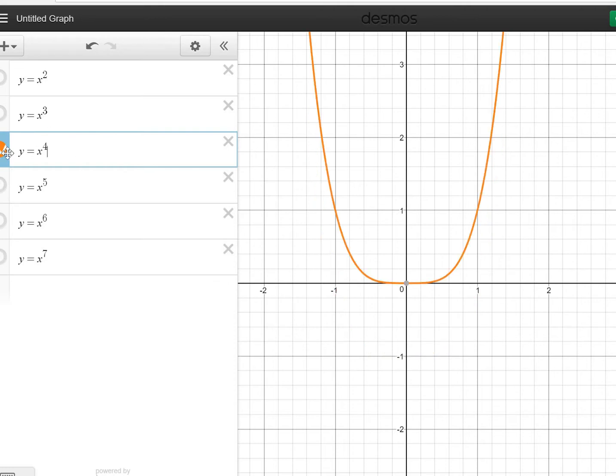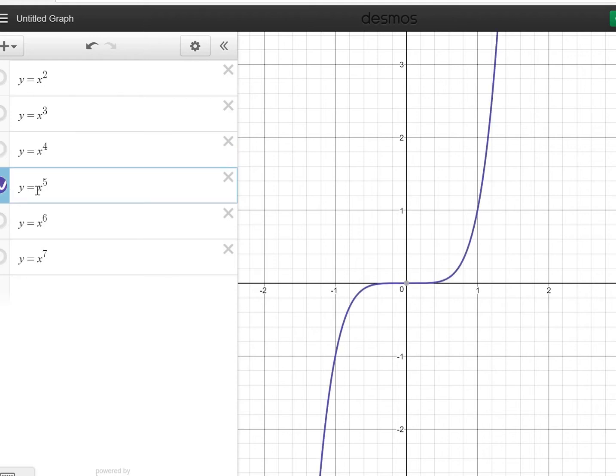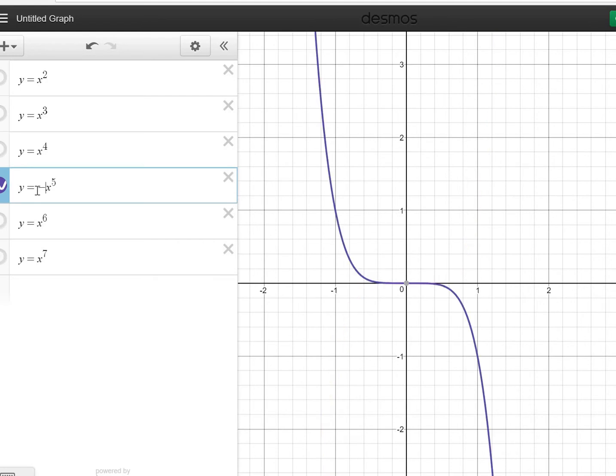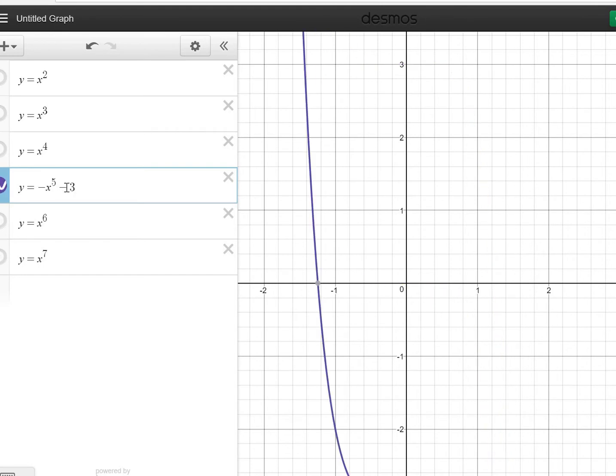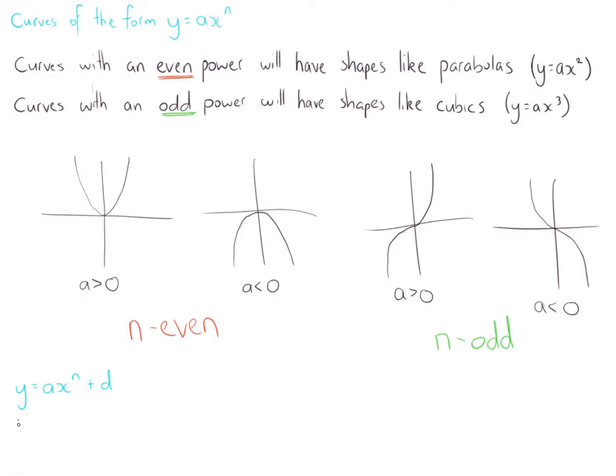The same happens with our cubic looking graphs. So y equals x to the 5 looks like this. If we make it a negative, it goes the other way. And if we add a constant, it moves it up or down. Adding on or subtracting some constant d causes our original graph, y equals ax to the n, to be translated or moved up or down by d units.